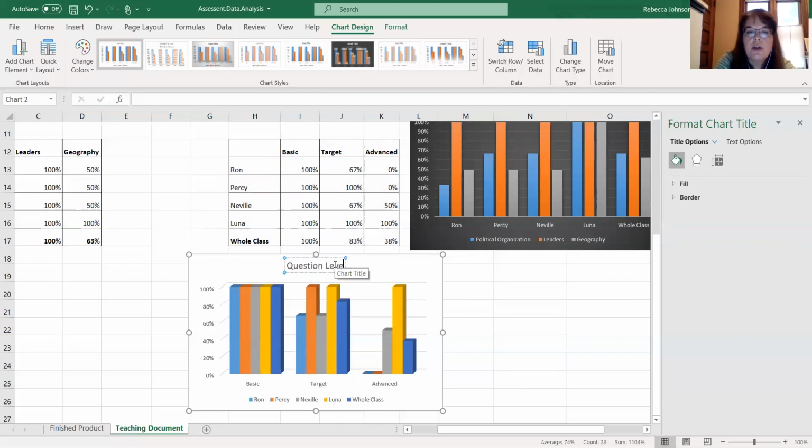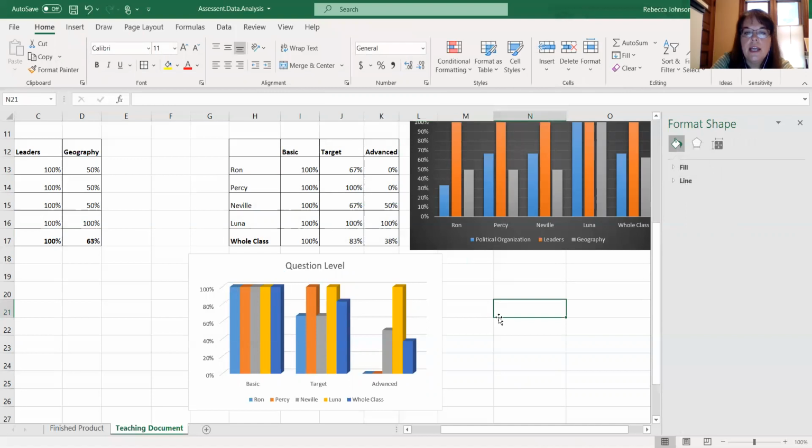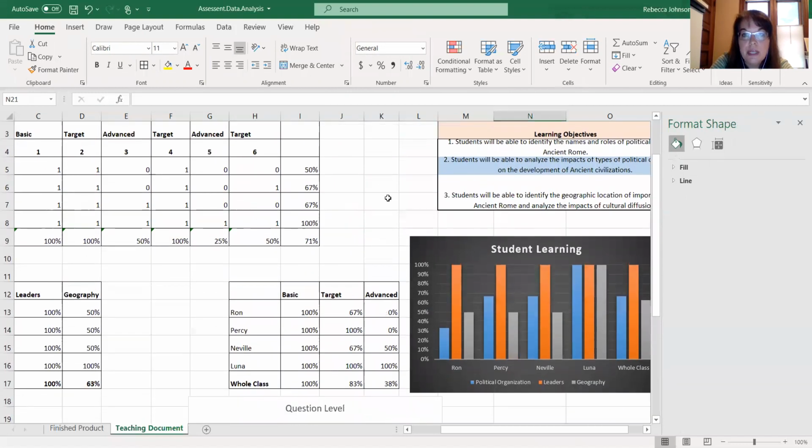So I'm going to talk about question level, right? And now I have another graph, right? So edTPA asks for tables and they ask for graphs. And so now you have both. You have two graphs you can use and 3 tables.